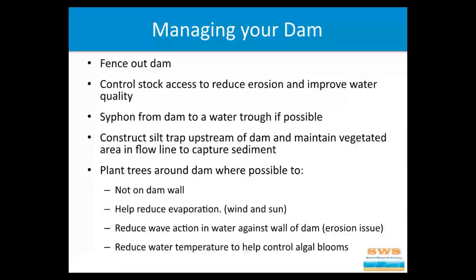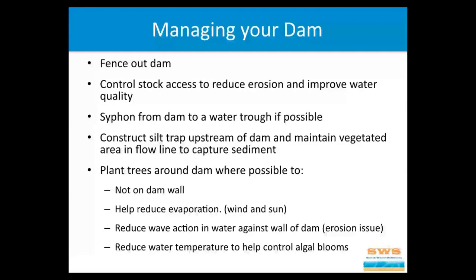So managing our dams, if we've got the ability to fence out our dams. Again, we don't want to risk the structural integrity of the wall by cattle moving around those and things like that. We can control our stock access to reduce erosion and improve our water quality. Like I said before, a lot of people will then run a hot wire off the fence and provide a gravel access down for cattle to get in and water. Therefore, you're not moving sediment into your dam the whole time.